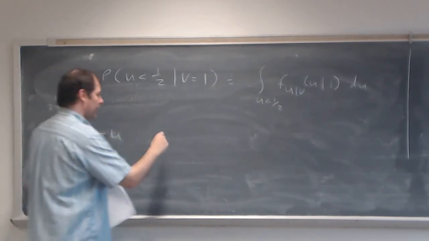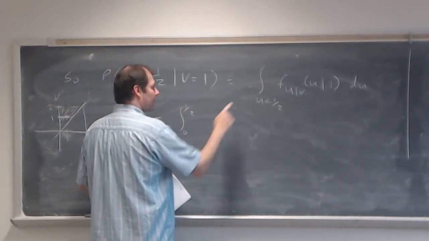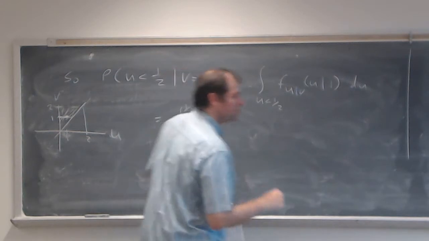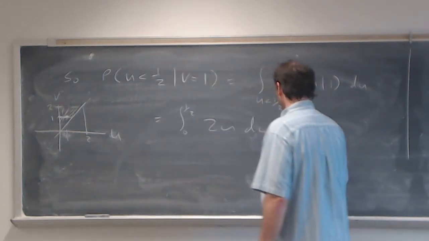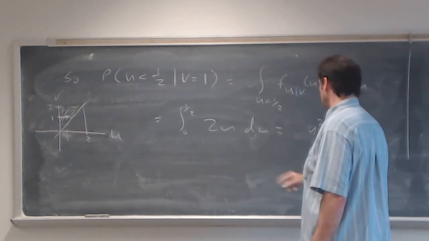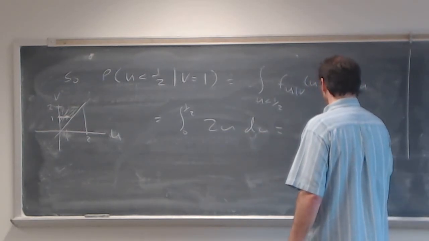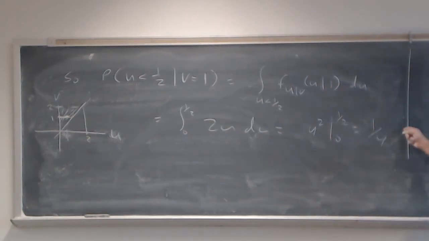And so what I integrate, that's equal to the integral from 0 to 1/2 of this function, which we found, it's 2u du. So when I integrate this, I get 2u squared over 2. That's just u squared from 0 to 1/2. When I stick in 1/2 squared, I get 1/4. When I stick in 0, I get 0. So I just get 1/4. And that's the answer.